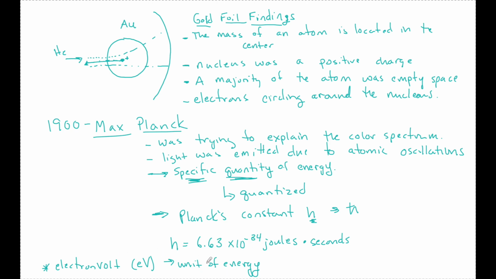So they pretty much just came up with this conversion for an electron volt. And 1 electron volt is equal to 1.6 times 10 to the minus 19th joules. So knowing that, I can also say that Planck's constant can be represented by 4.14 times 10 to the minus 15 eV times seconds.